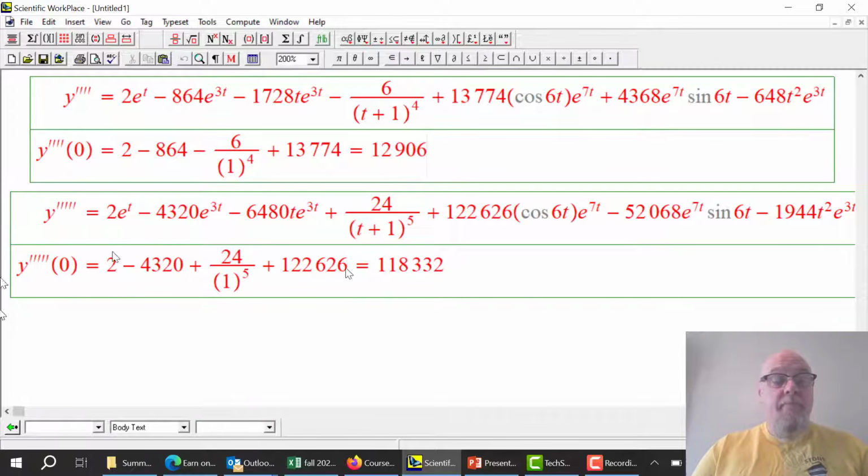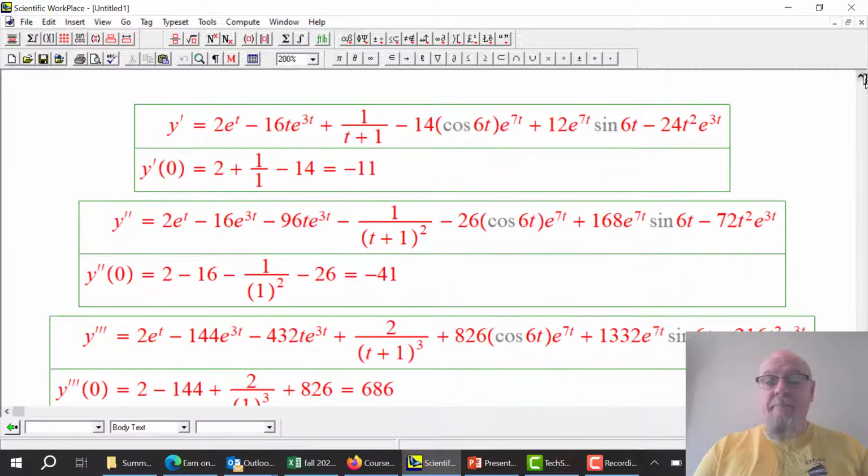And one more, the fifth derivative, because it's a sixth order differential equation, I get 6 initial conditions: y naught, y prime naught, y prime prime naught, etc., all the way up to the fifth. We'd normally write this with Roman numerals. I didn't. Taking the derivative, plugging in 0, I get 118,332. All right, so getting the initial conditions.